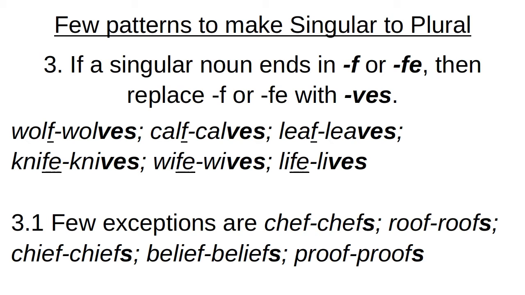There are words which end in f and fe. With such words like leaf, calf, knife, we replace the f and the fe with ves. So wolf becomes wolves. The f is replaced with ves. Similarly, there are words ending with fe like knife. So this becomes knives. Clear? Yeah, there are many words. Calf, calves, wife, wives, leaf, leaves, life, lives.